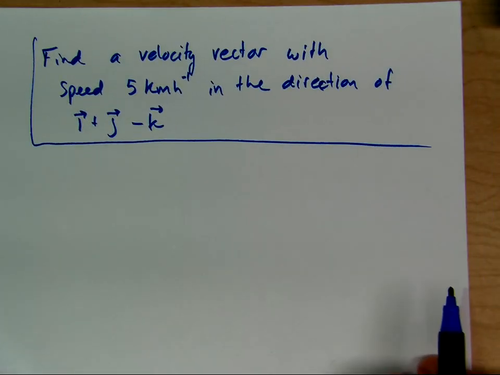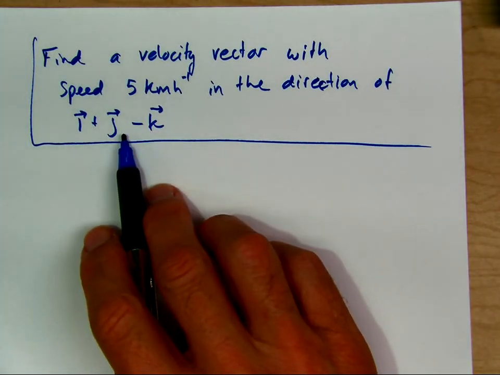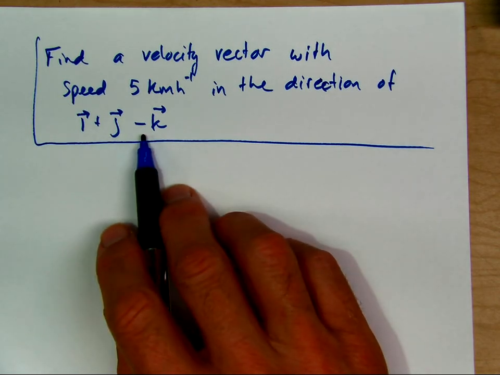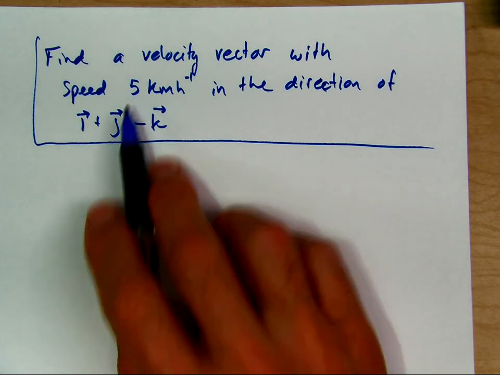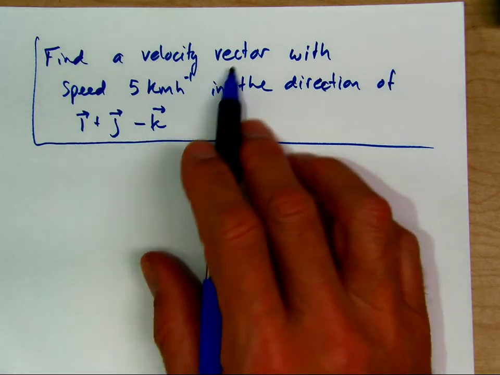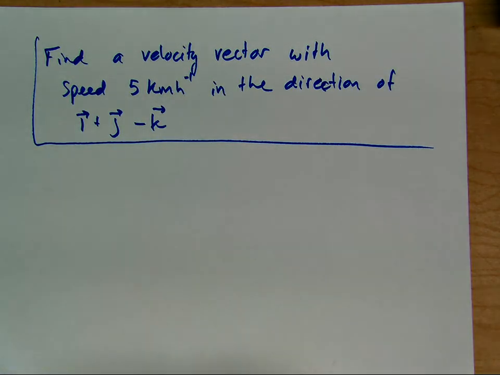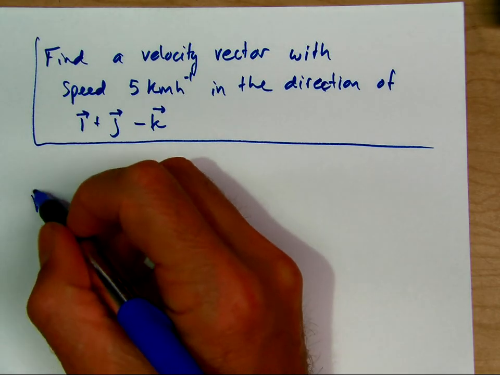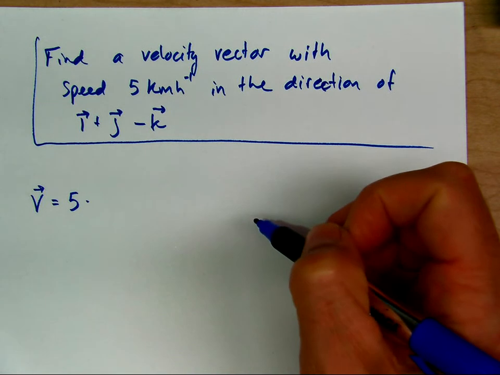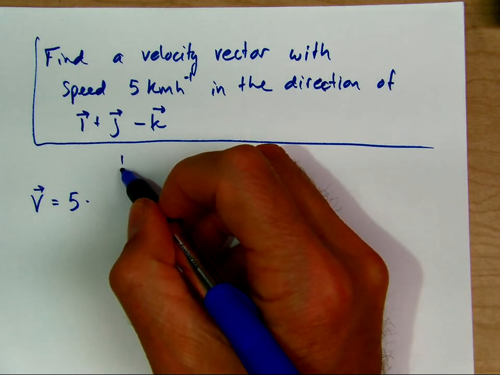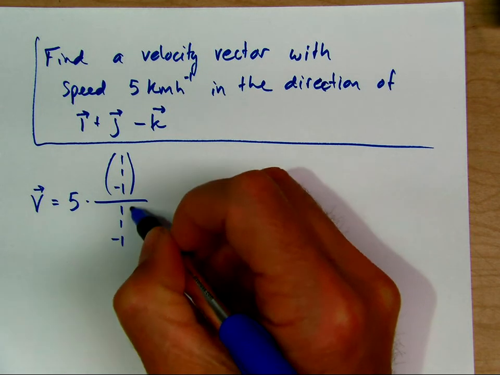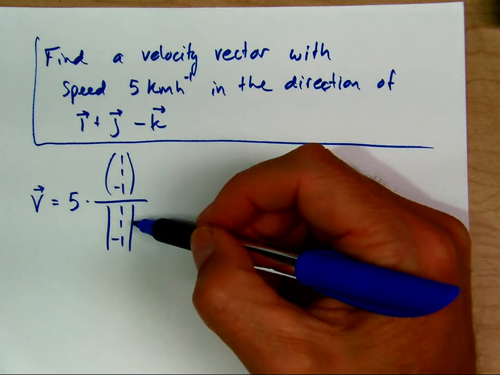Alright, so we have a vector that gives us a direction, and then we need it to have a length or a magnitude of 5. So we just have to find the unit vector and then multiply it by 5. That'll give us a velocity vector. So we could just say that the velocity vector is the speed times the unit vector, which is the vector divided by its magnitude.